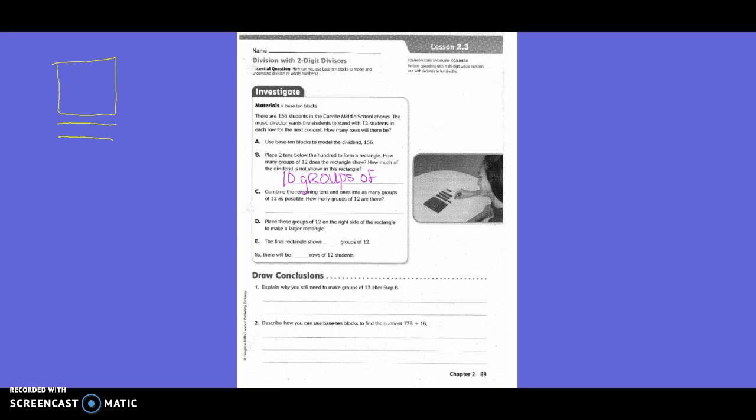So far we have 10 groups of 12. Alright, so then how much is left over that's not shown with this group of 12? So what do you have left of your longs and your little bits? 36, right? So you have 10 groups of 12, and then you have 36 left over. So now they want to know how you can combine the remaining 10s and 1s into as many groups of 12 as possible. About how many groups of 12 are there?